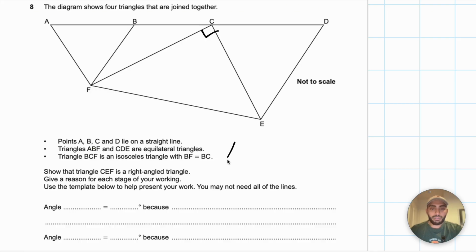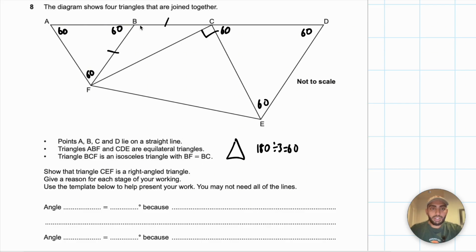If I have equilateral triangles, triangles add up to 180, and each angle will be equal, so it's 180 divided by 3, which is going to be 60. So I can put these onto ABF, that'll be 60, that'll be 60, and that'll be 60. And then I can also put that onto CDE, that'll be 60, that'll be 60, and that'll be 60. Triangle BCF, so BCF is an isosceles triangle with BF equals BC. BF is equal to BC.